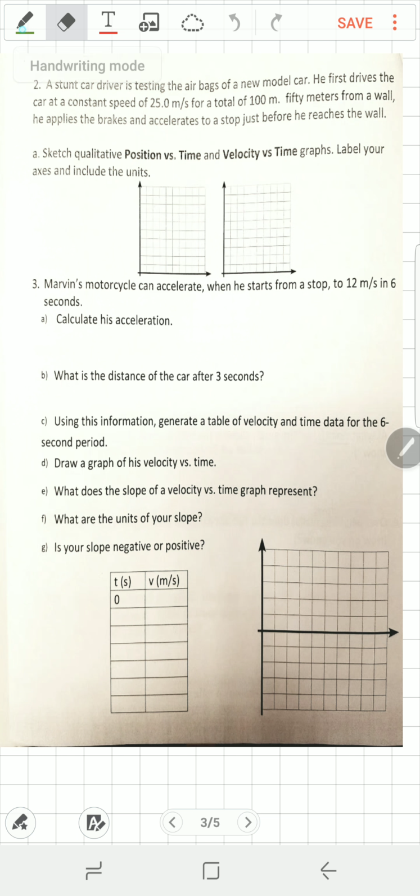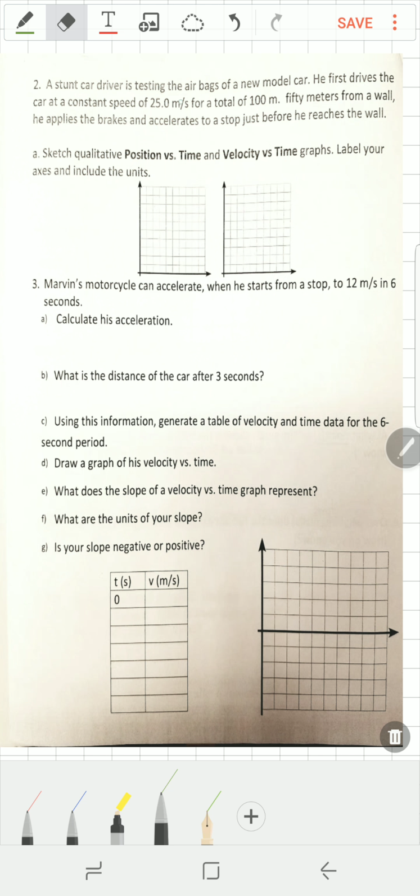So question number 2 asks, a stunt driver is testing the airbags of a new model car. He first drives the car at a constant speed of 25 meters per second for a total of 100 meters. 50 meters from the wall, he applies the brakes and accelerates to a stop just before he reaches the wall. Now I want to focus on what that word accelerate means right here, and then we'll go on to this graph. You notice right here that it says it accelerates.